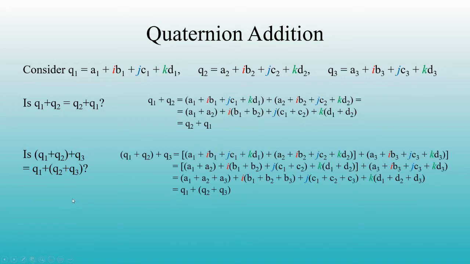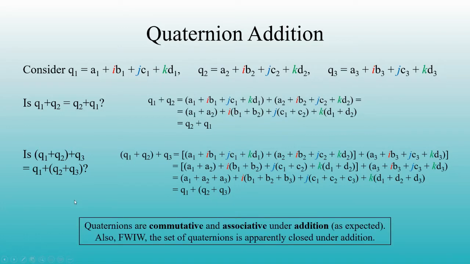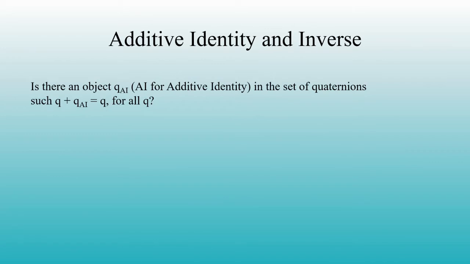Following the same procedures, you can see that it does not. So, quaternions are also associative under addition. Next, within the set of quaternions, is there an object Q sub AI, AI for additive identity, such that any Q plus Q_AI equals itself? Yes, of course there is. It's 0 now written in this form.